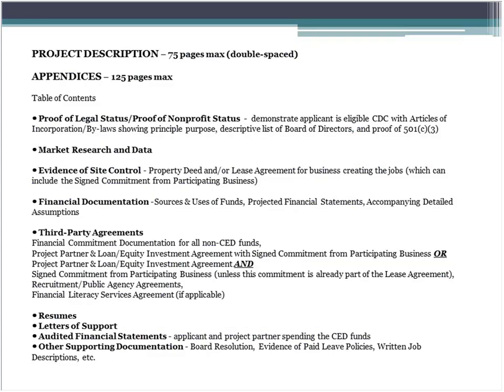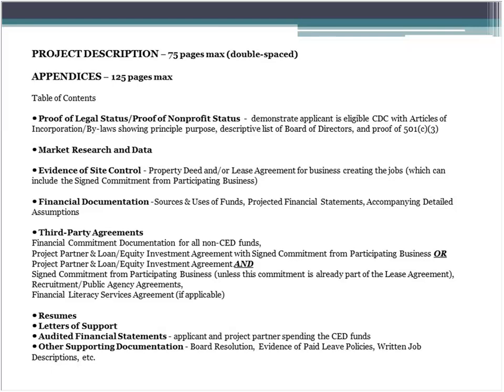So here I wanted to just give you an overview of the page limitations, especially if it's a construction project and if more than one business is creating the jobs. You only have 75 pages double-spaced for the project description, and it doesn't leave a lot of room to fully address all of the criteria. The appendices are 125 pages, which includes the table of contents, so you're already down to 124. So it can be very tough for a construction project, especially if it has lots of different funding sources going into it, or if you're doing more than one business.